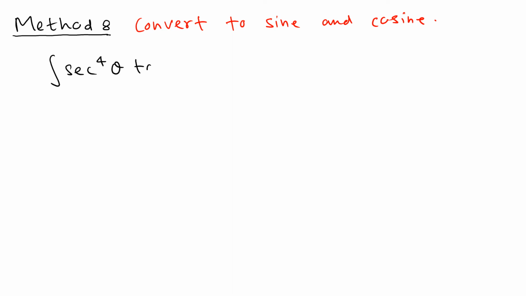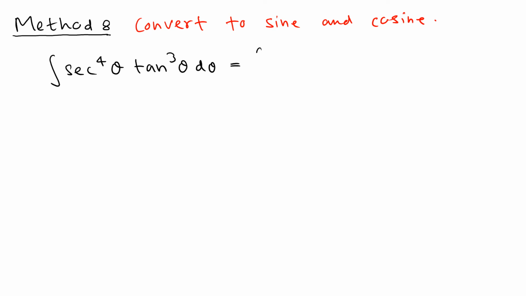In this method, we can convert this whole problem into sine and cosine. Sometimes this works. Actually, it always works, because you can use a different substitution. So this method always works, but it can be lengthy sometimes, while other methods can be much faster in certain problems. So we have the integral of secant^4 theta tan^3 theta d theta.